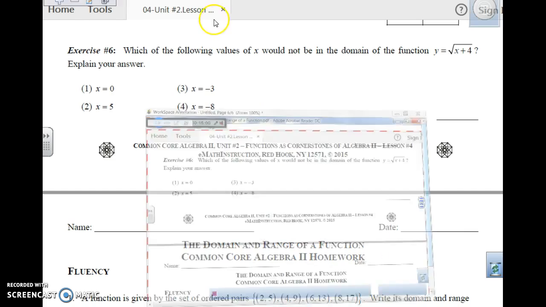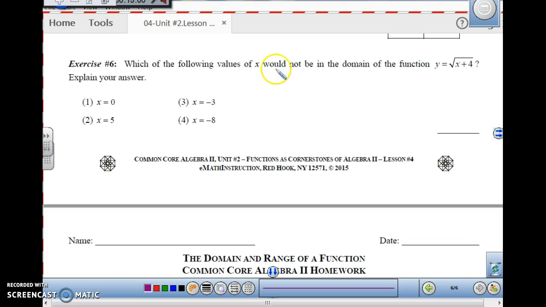Okay, and for the last question, which of the following values of x would not be in the domain of the function y equals the square root of x plus 4? Think about this question. Remember, the domain are the values that work. For a square root, what values do not work? Explain your answer. So we will talk about this in class tomorrow as well. All right, so that's all the notes for today.